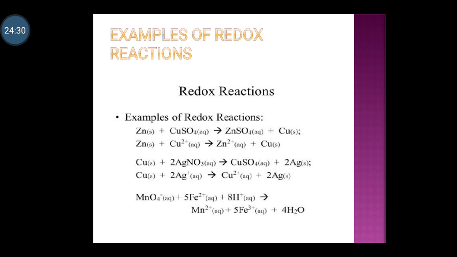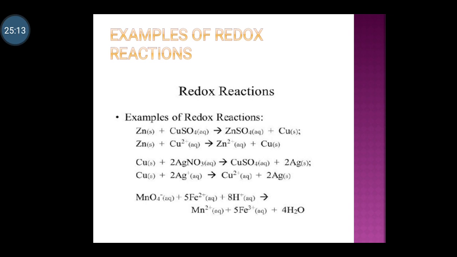First one, zinc plus copper sulfate produce zinc sulfate plus copper. At the end, there is change in oxidation number. Zinc was 0 here. Now at the product side, it's combining with zinc sulfate, so it becomes 2. Copper here was 2. At the product side, it is standing alone, so it's 0. So there is a decrease and there is an increase. The same thing happens to the second equation. Zinc plus copper 2 ion, produce zinc 2 ion plus copper. There's reduction and an increase in oxidation number.